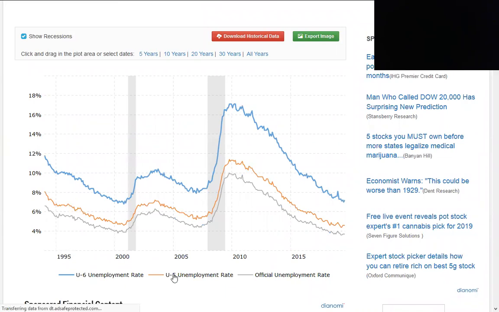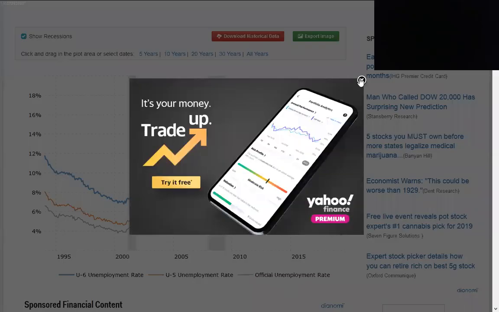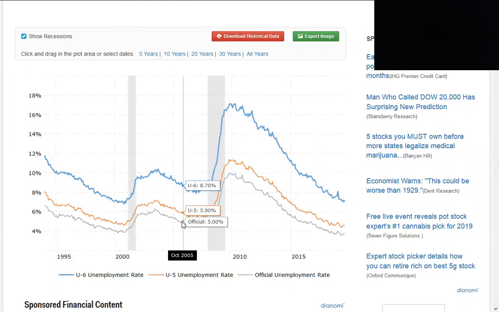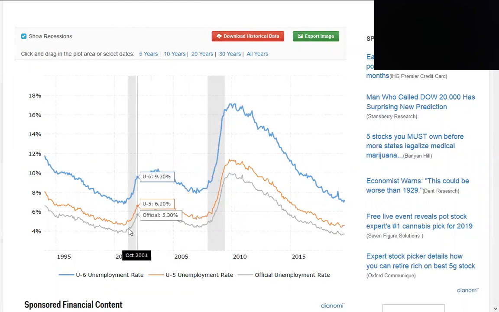So U6, U5, right? U6 is where we've got involuntary part-time and the marginally attached. U5 is just marginally attached and discouraged. Discouraged is also in here. And then the unofficial employment rate is the one at the bottom. So this was that .com thing that I was talking to you guys about, right? Back in 2000, it went up to 9.4 for U6, 5.3 for U2, 6.2 for U5.